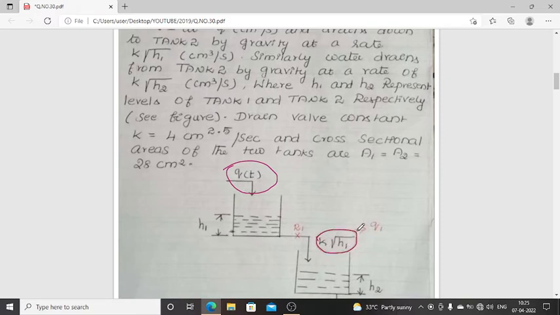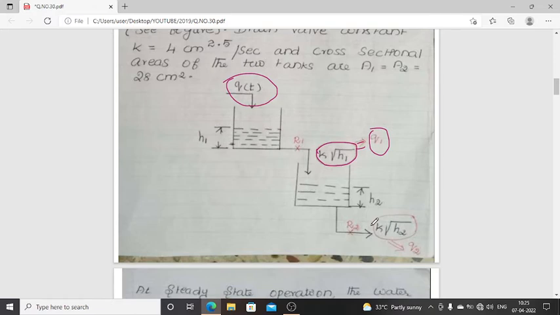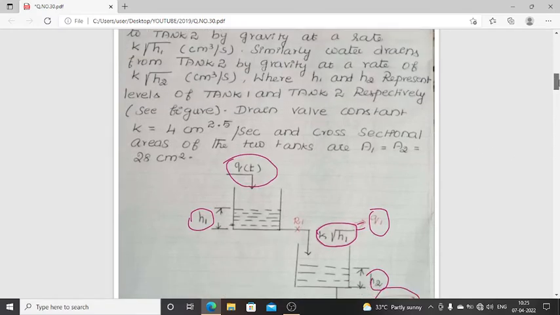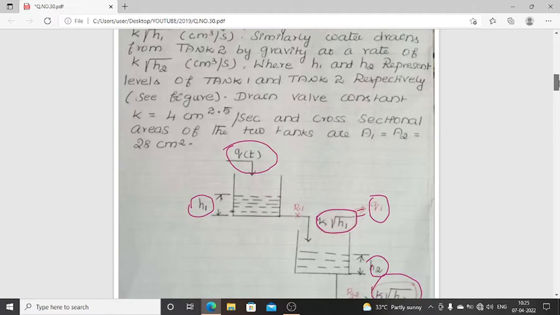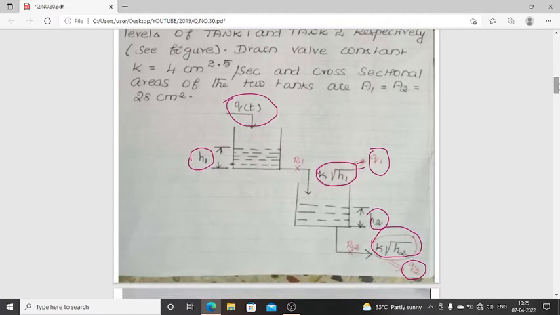This flow rate is assigned the name q1. The outflow of tank 2 is by gravity at a rate of k into root of h2. This is the outlet of tank 2, also assigned the name q2, which is also a flow rate. h1 and h2 are the heights or levels of tank 1 and tank 2. Drain valve constant k is equal to 4 centimeter power 2.5 per second.